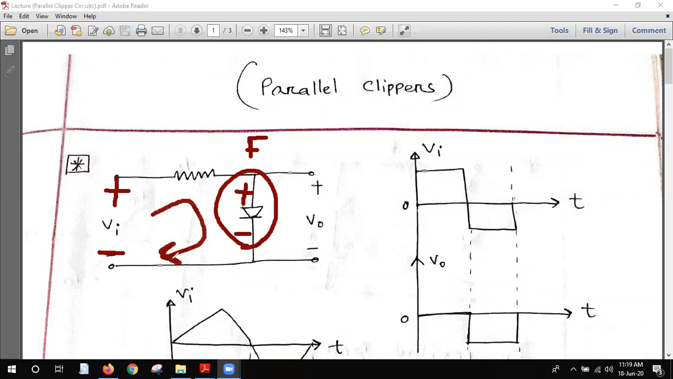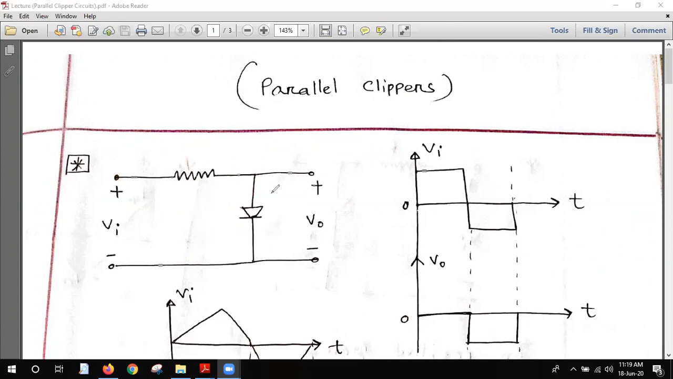When the diode is forward biased, my student, that means if you replace this diode with a shorted line, we know that when it is a shorted line, there is no voltage drop. The output is across this diode, but the diode has no voltage drop because it is a shorted line, there is no resistance in the diode.